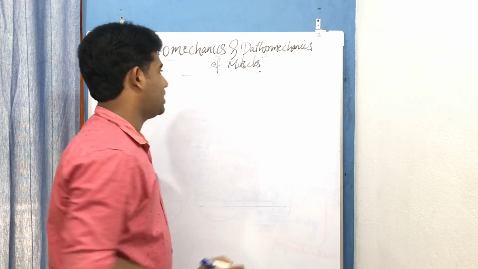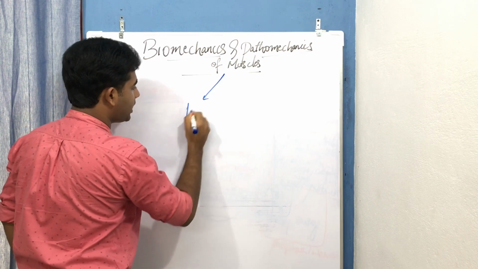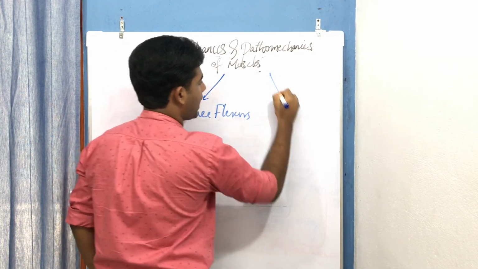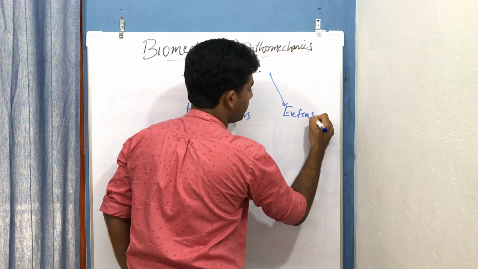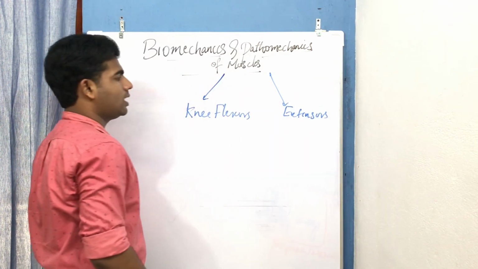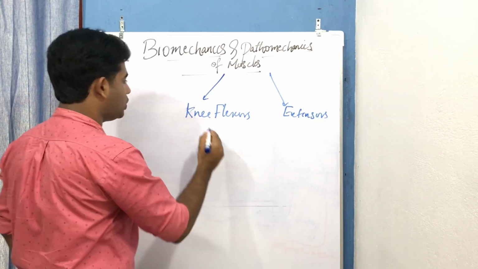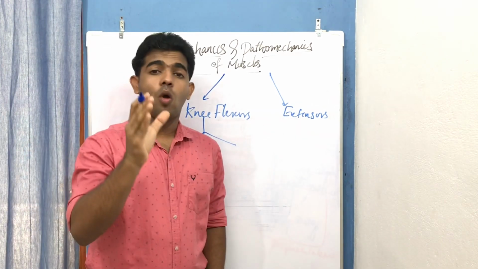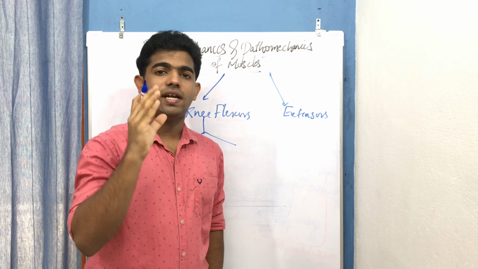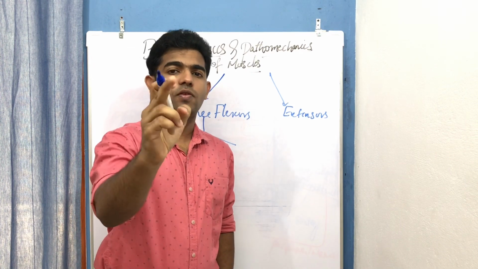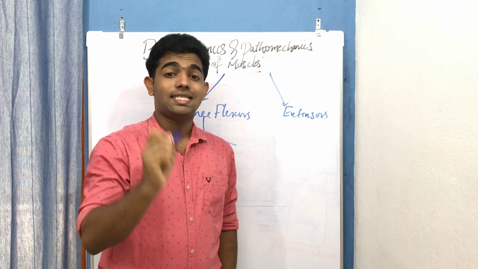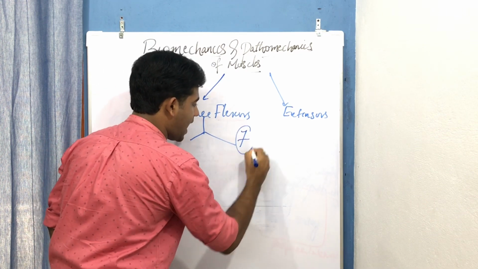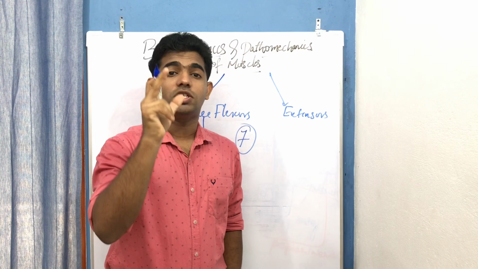As I told you, the muscles around the knee joint in general can be knee flexors and knee extensors, along with medial rotators and lateral rotators. Now we are going to discover about the knee flexors in particular. Do you know how many muscles can have a significant role in knee flexion? There are 7 muscles which can have a role in knee flexion.